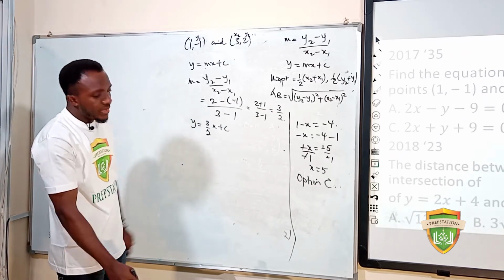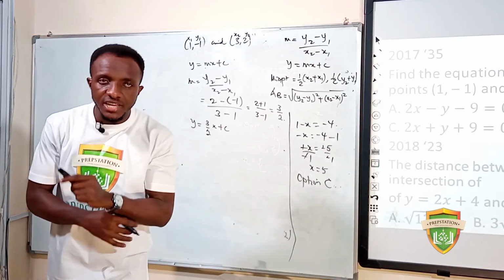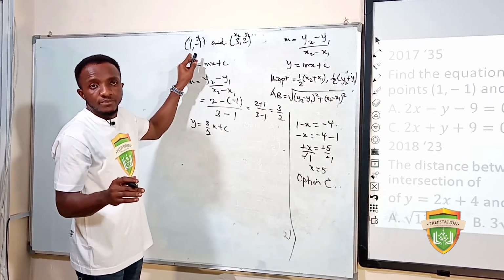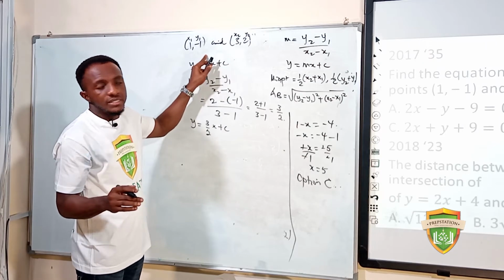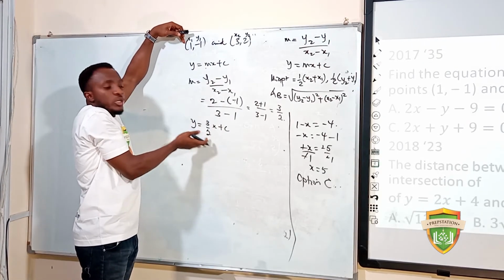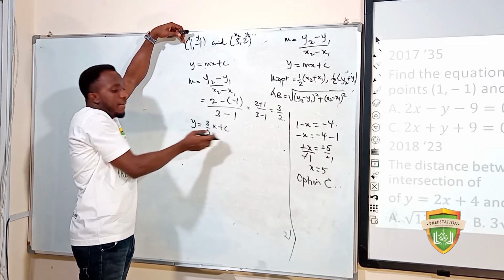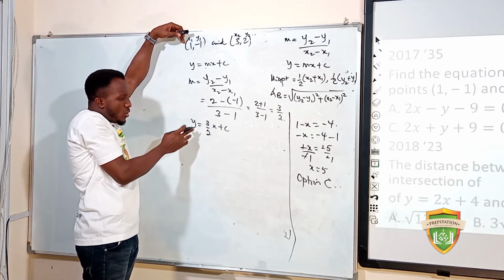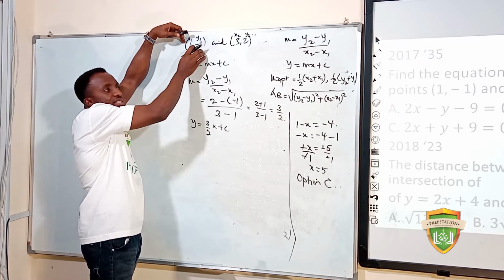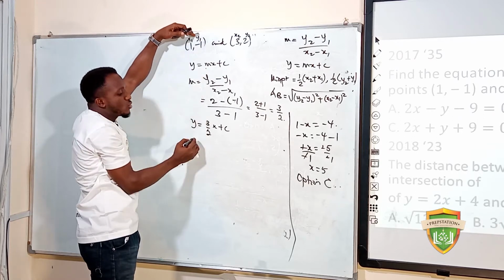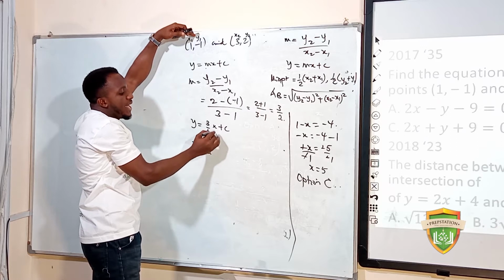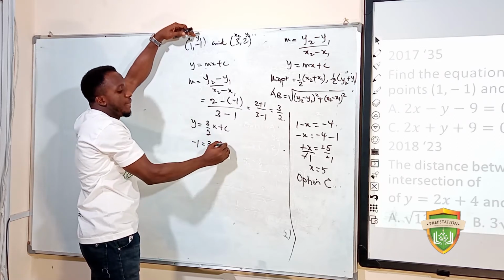c. How do we find c? Very simple. Go back to the coordinates given. Pick any one of these two coordinates and substitute the values for x and y into this equation. You will get the value of c. Because if you look closely, we have three variables. We have y, we have x, and we have c. So if I pick these coordinates, the value of y here is minus 1. So this is minus 1 equals 3 over 2, and x is 1 there, plus c.